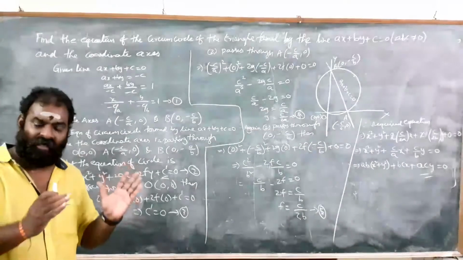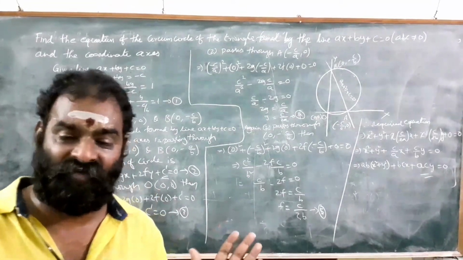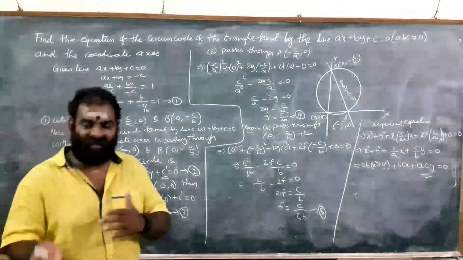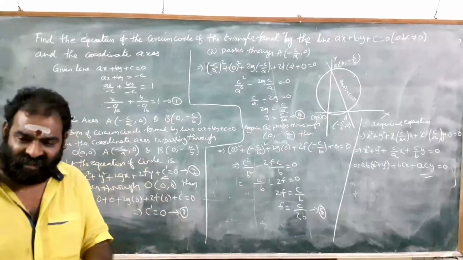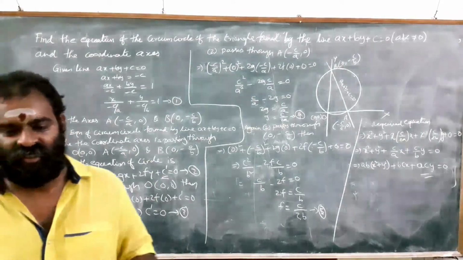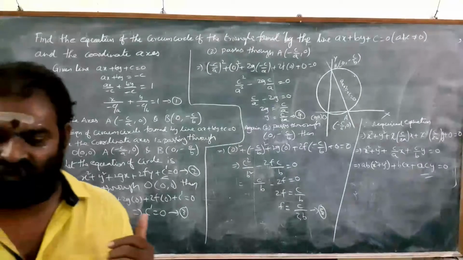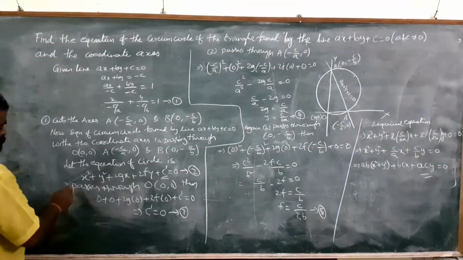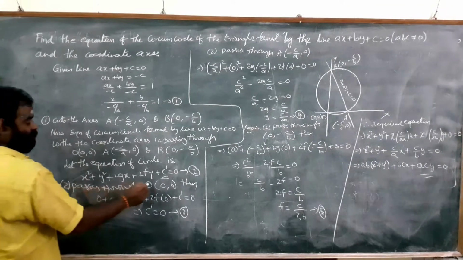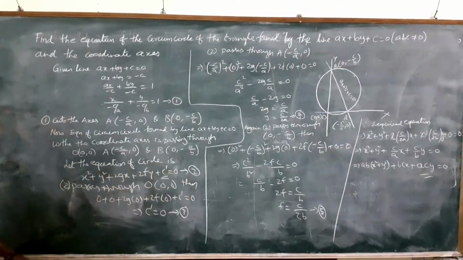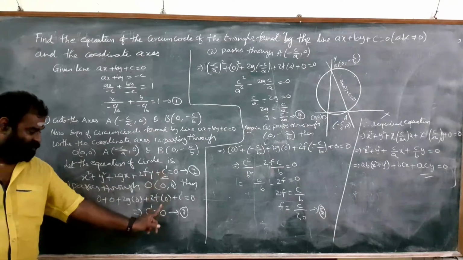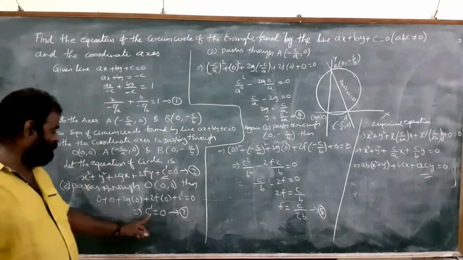By using the data given in the problem, if we determine the g value, f value and c dash value, then we get the circle equation, as seen in the previous models. So first of all, what is the point? Origin. This circle passes through the origin O (0, 0). Then we have to substitute 0, 0 here: 0 plus 0 plus 2g into 0 plus 2f into 0 plus c dash equal to 0. Nothing but c dash equal to 0.